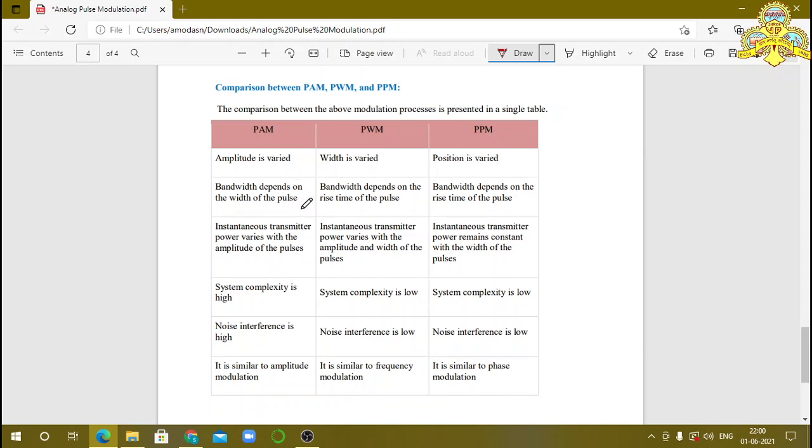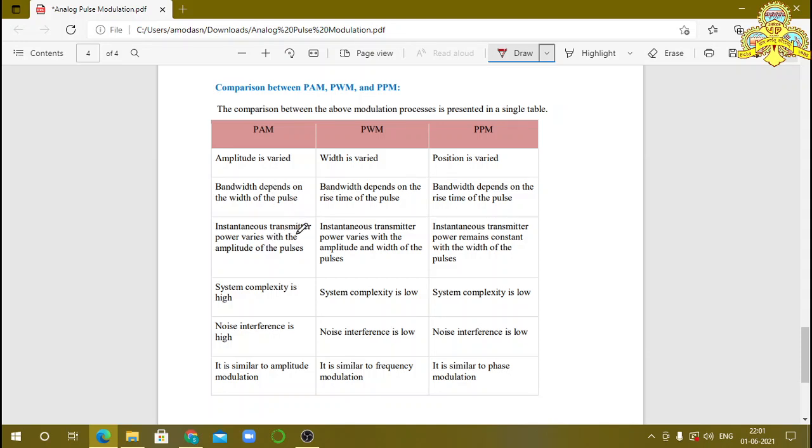The second one is bandwidth depends on the width of the pulse. In the PAM, the bandwidth required depends upon the width of the pulse. In the PWM and PPM, the bandwidth depends upon the rise time of the pulse. Here in the PAM, the bandwidth depends upon the width of the pulse.